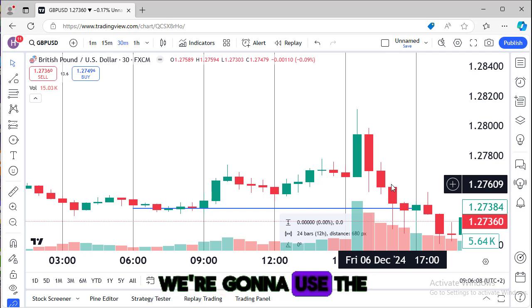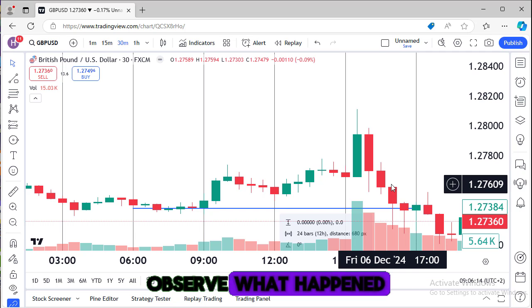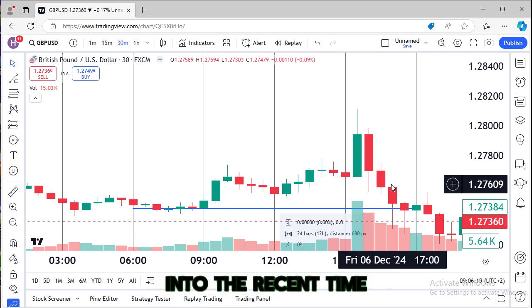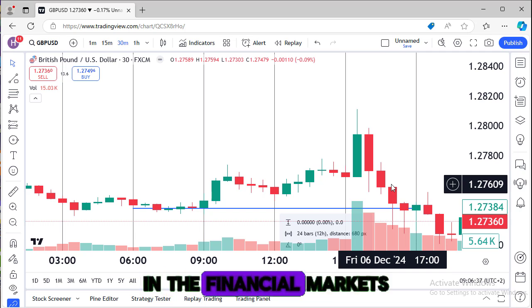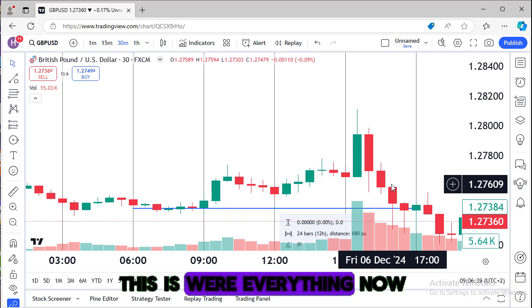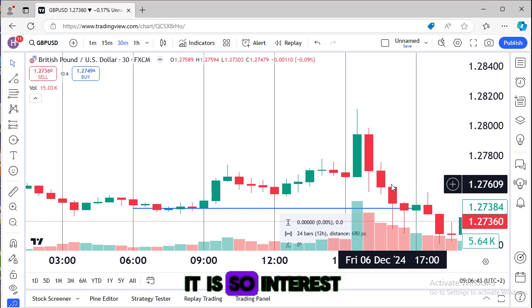So now we're going to use the replay feature on TradingView to go back in time, observe what happened, then come back into the recent time and see it. You're going to find this very interesting. It's very, very interesting how price behaves around these special levels, and how that leads to us making money through them in the financial markets. This way everything now comes together, adds up, becomes so interesting.